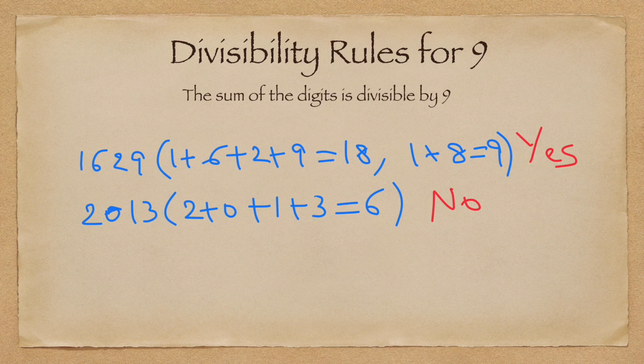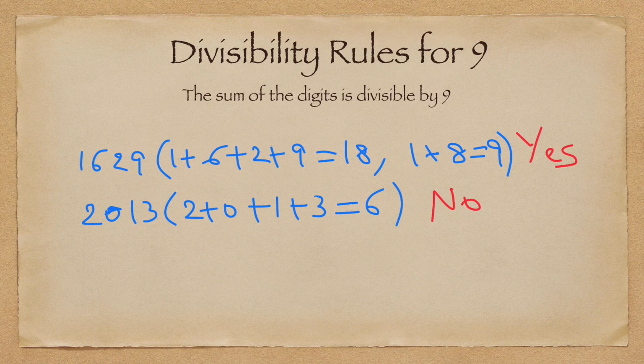Divisibility rule for 9. The sum of the digits is divisible by 9. 1629. Add all the digits. 1 plus 6 plus 2 plus 9 gives you 18. Is 18 divisible by 9? Yes. So 1629 is also divisible by 9.